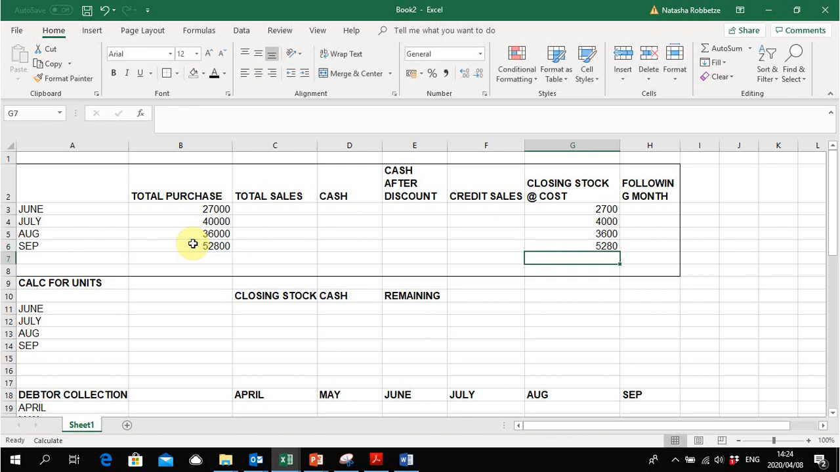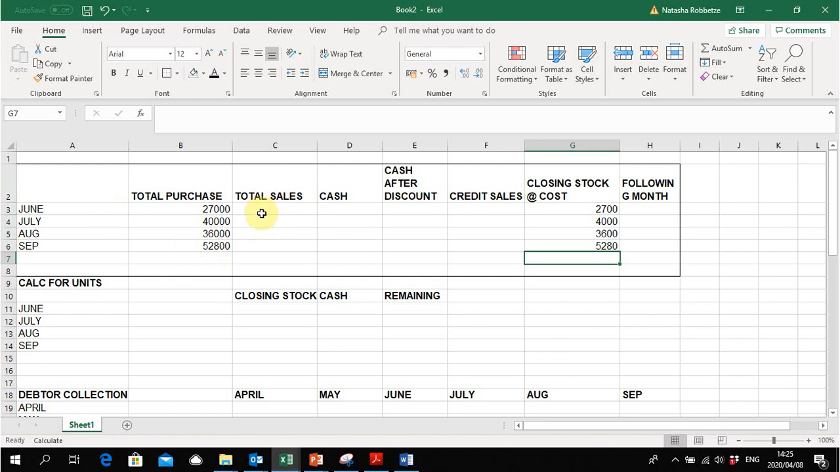And then we can go back to our total sales. For sales, it is important to remember that there is a markup. Sales will be done at a profit margin because you want to make a profit. You don't just want to break even. And we were told in the question that the markup is 50% of the cost price.